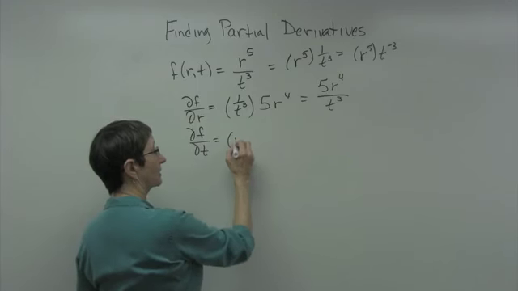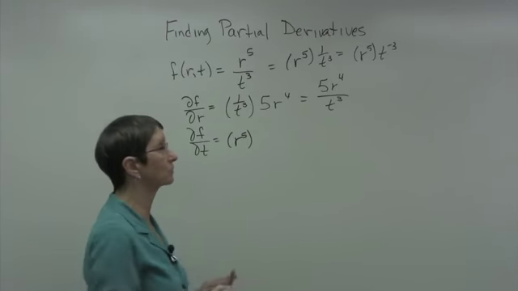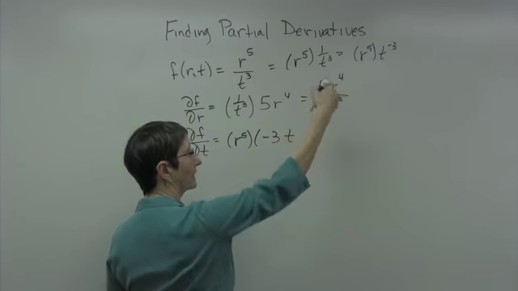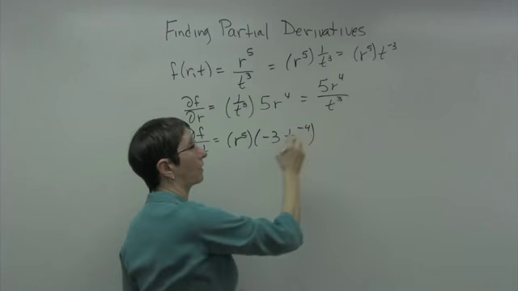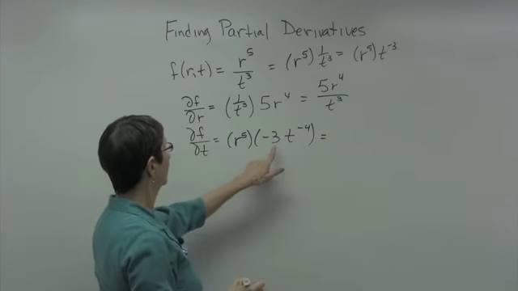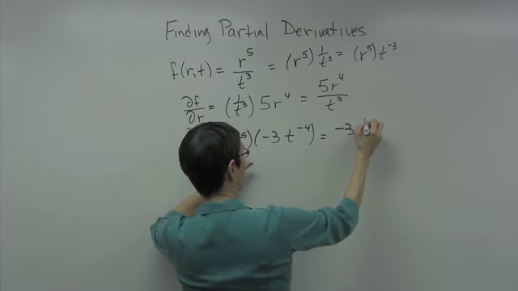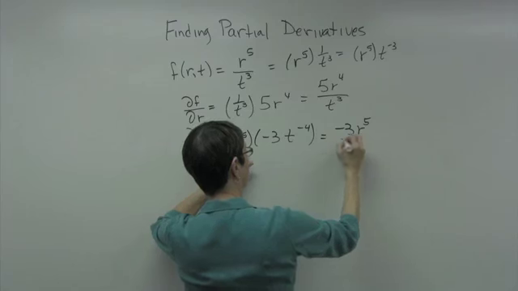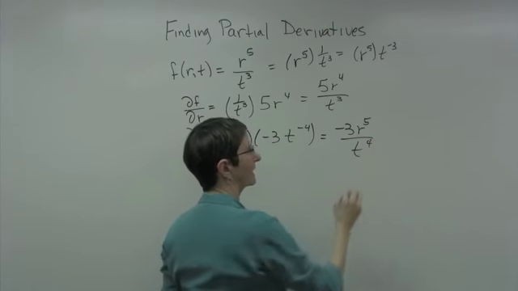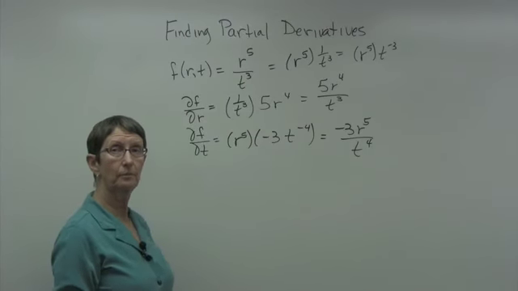So I keep my r to the 5th as a constant multiplier and take the derivative of t to the negative 3rd. So that would be negative 3t. When I subtract 1, I get negative 4 as the exponent. So I have negative 3 and r to the 5th in the numerator. And this t to the negative 4 I'll write in the denominator as t to the 4th.